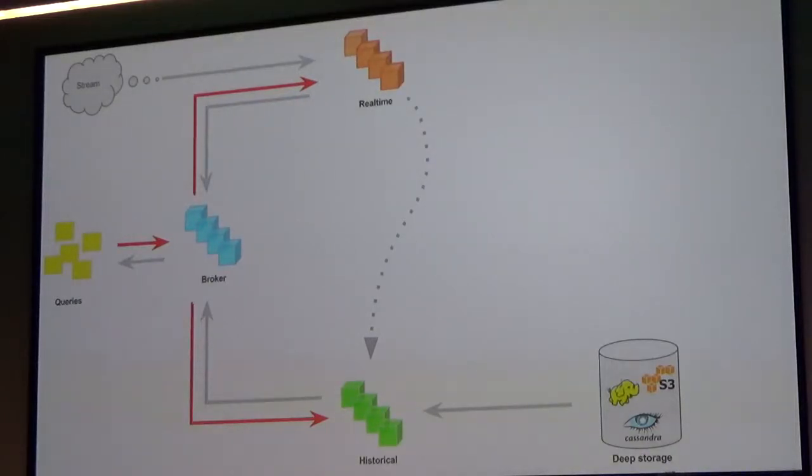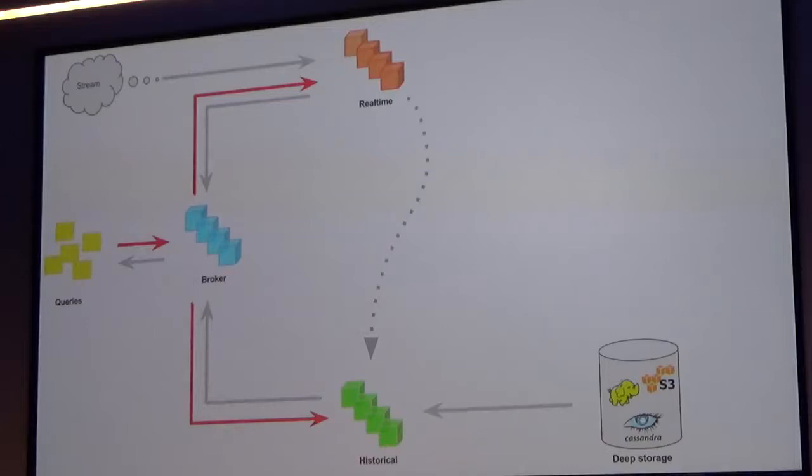All of these types of nodes essentially operate together to form a fully working system that's able to solve your analytics problems. So everything starts with some queries. Your queries first hit your broker nodes, which are essentially query routers to two other kinds of nodes, the real-time and the historical nodes.